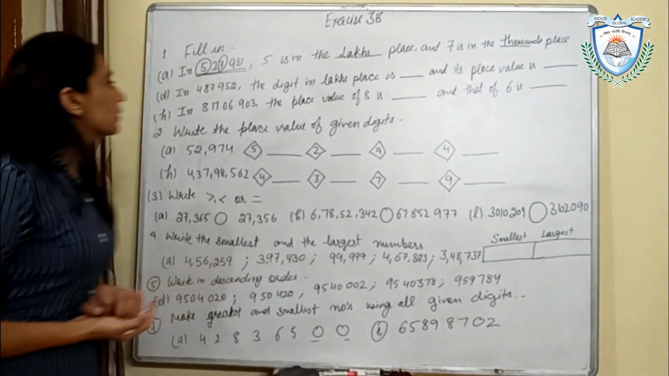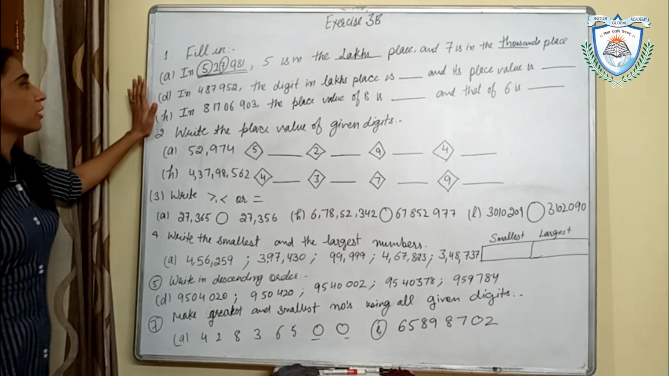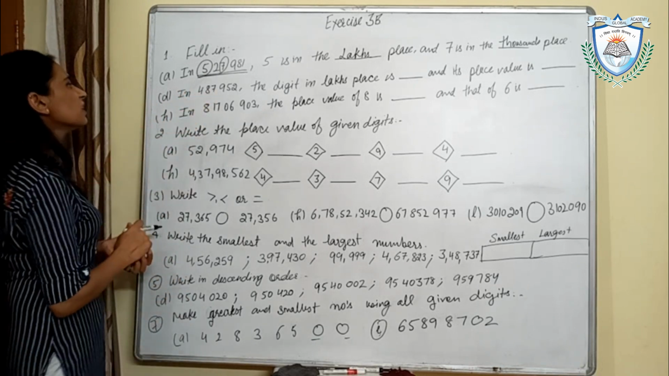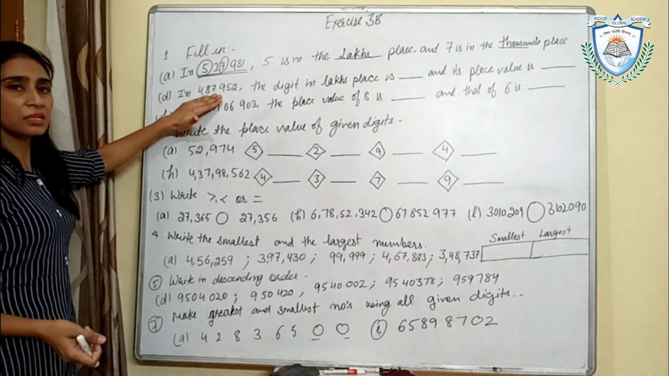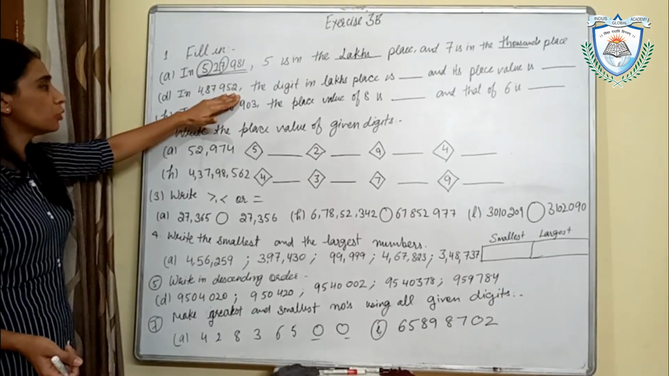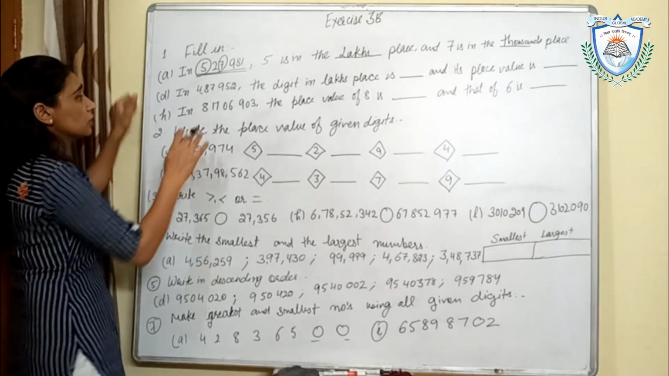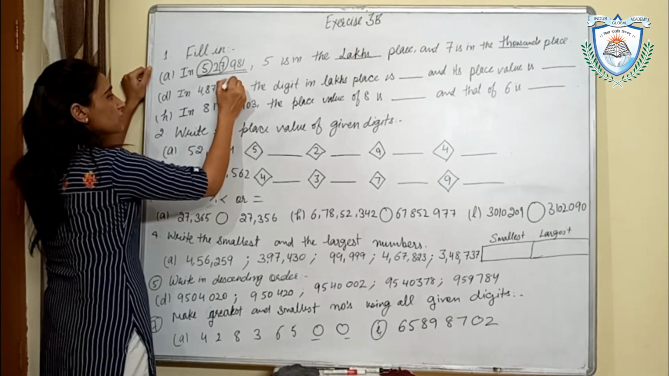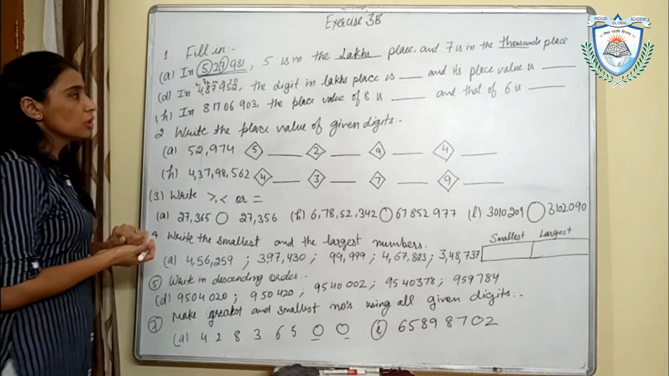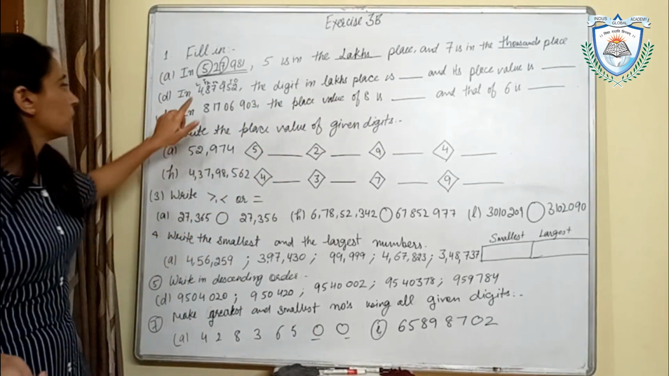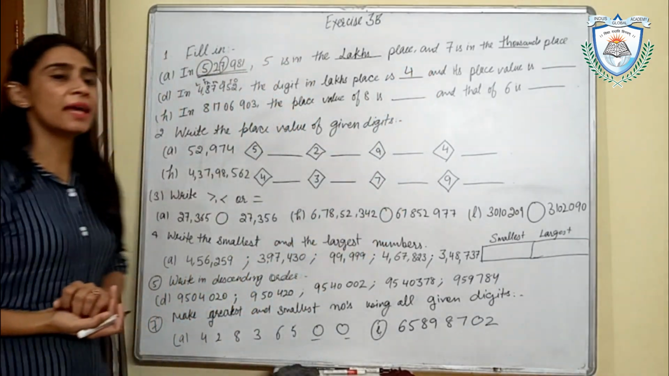Now here is the D part. A, B, C are the same, so you will do them on your own. In the D part, this is our number, 4,87,952, the digit in the lakhs place. We have to tell the digit at the lakhs place. Places we know: ones, tens, hundreds, thousands, 10,000, and this is our lakh. So 4 is there, so I will write here 4. The digit at the lakhs place is 4.